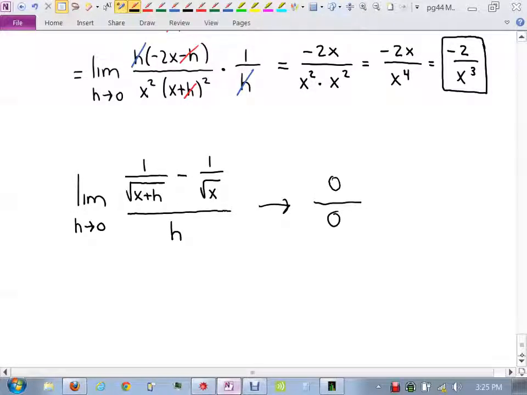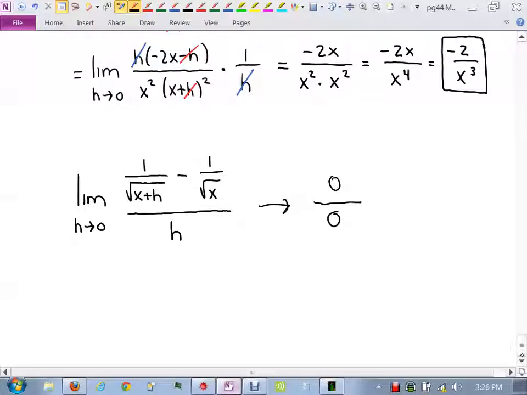Common denominator, but then also square roots should be making you think conjugate. And it turns out in this problem, they're both correct, but you have to do them in the right order. So the correct order here is first a common denominator.